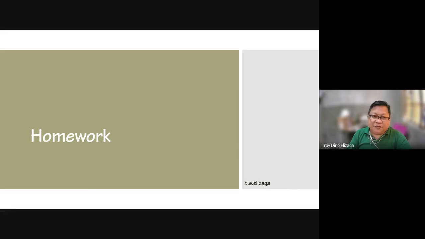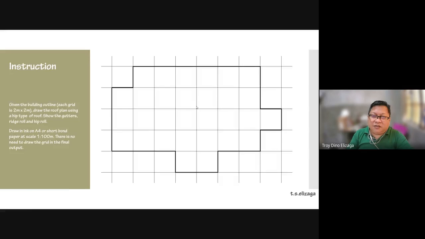Now homework. Homework is as simple as this. Given the building outline, so this is the building outline, not the roof outline. The grid here is 2 meters by 2 meters. Draw the roof plan using a hip type of roof. Show the gutters, ridge roll, and hip roll. Draw in ink on A4 or short bond paper at scale 1:100 meters. And there is no need to draw the grid, which you see here, in the final output.